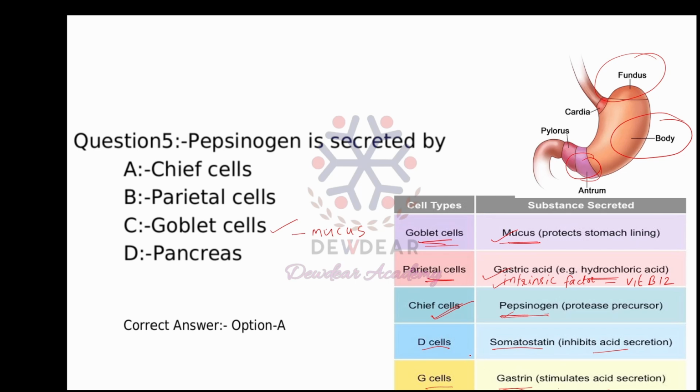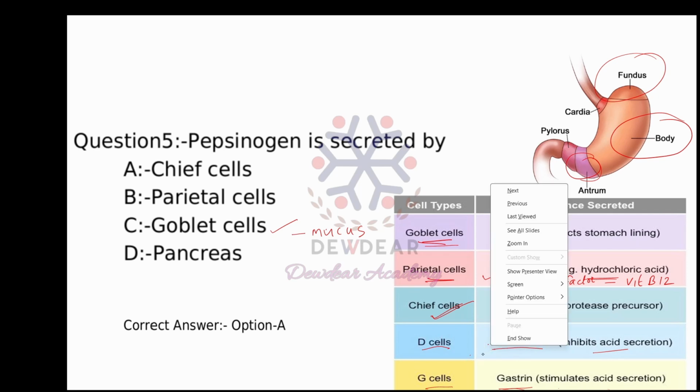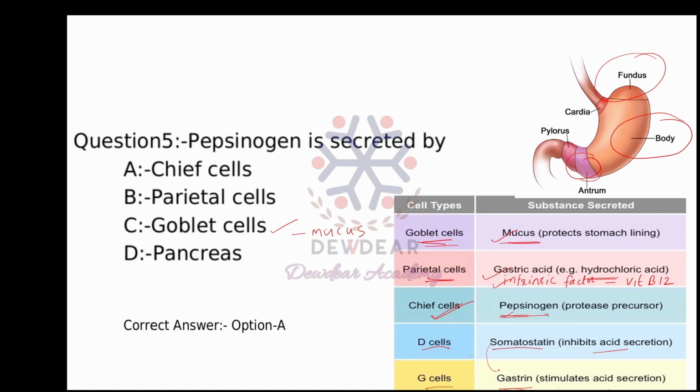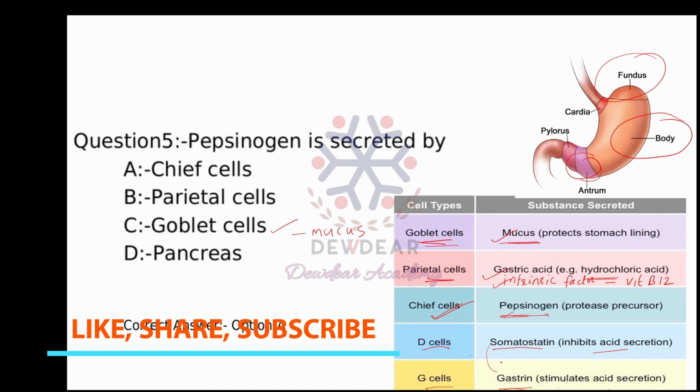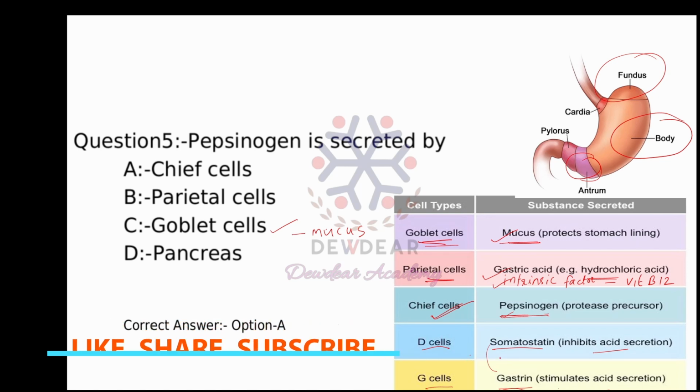And the D cells secrete the somatostatin that inhibits the release of gastrin. So the hydrochloric acid production will be reduced, and thus it regulates the acid levels in the stomach. These D cells are scattered throughout the stomach, but mainly found in the antrum. So these are the different types of cells. In the options we can see the chief cells, parietal cells, and the goblet cells.